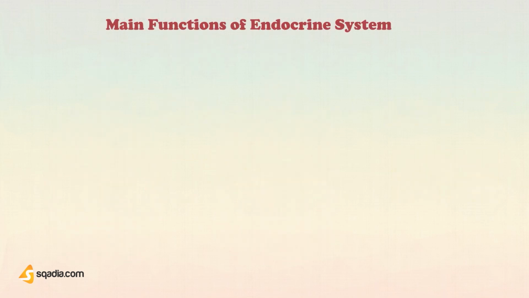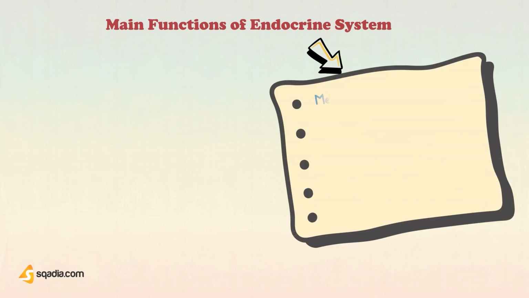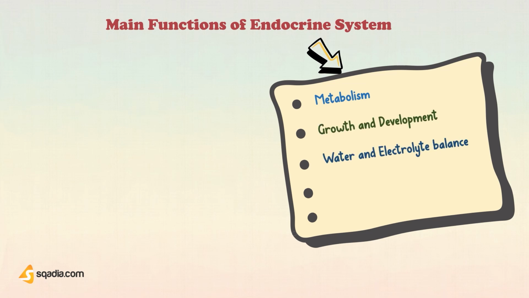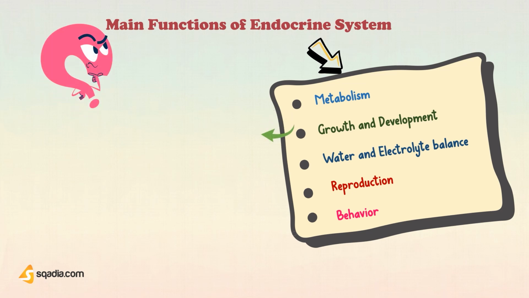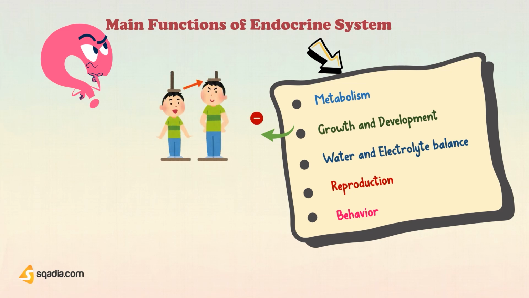The multiple hormone systems play a key role in regulating almost all body functions, including metabolism, growth and development, water and electrolyte balance, reproduction and behavior. But what would happen if these hormones do not work properly? For example, without growth hormone, a person would have very short stature.